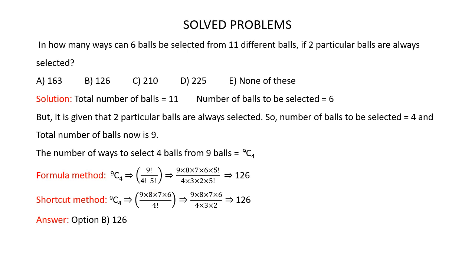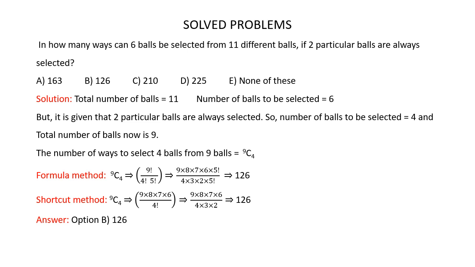Now 9 factorial can be written as 9 multiplied by 8 multiplied by 7 multiplied by 6 multiplied by 5 factorial, so that the 5 factorial in the numerator and the 5 factorial in the denominator can cancel out. And on solving this, we get 126 ways.